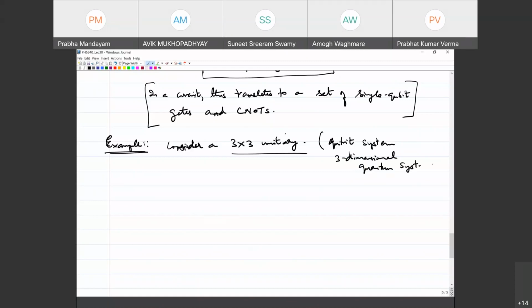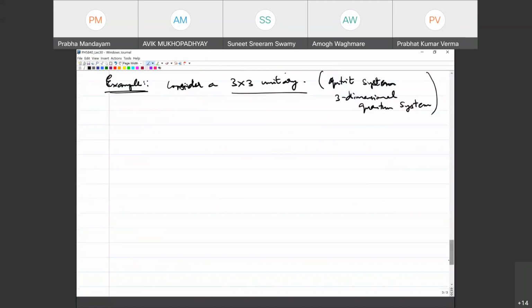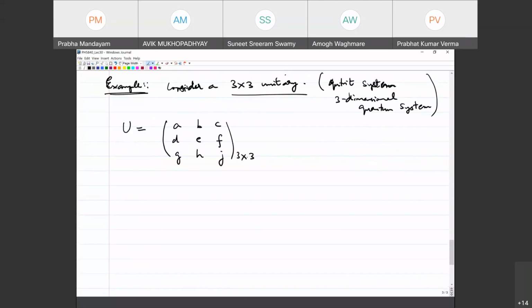The reason I'm doing 3 cross 3 is because it's the first non-trivial dimension after 2. I don't want to do this whole matrix algebra for an 8 cross 8 unitary, but the same idea will go through. So please don't get confused with this jumping back and forth between qubits and higher dimensional systems, but let's just work this out for the simplest dimension other than 2, which is 3. A general 3 cross 3 unitary, we can write like this. This is some 3 cross 3 matrix.